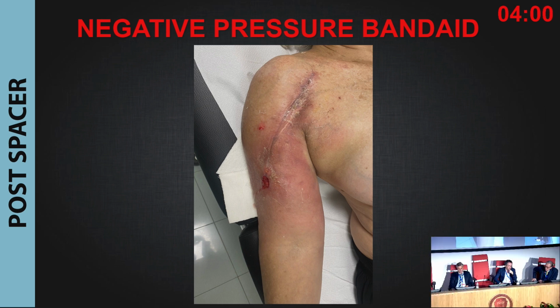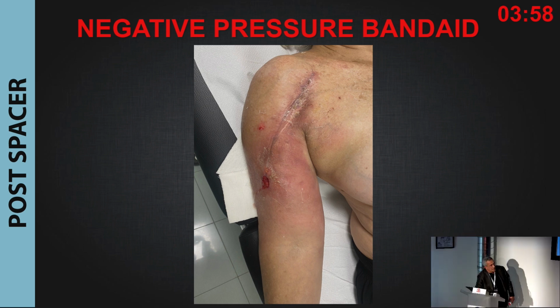How many days of vacuum therapy? Maybe 4-6 weeks long.